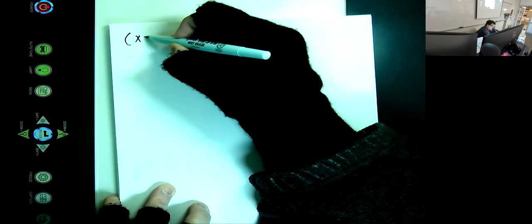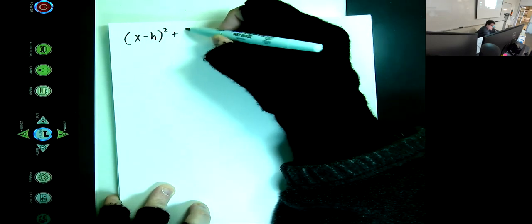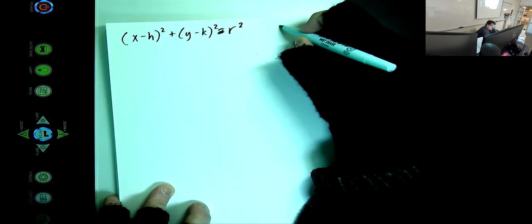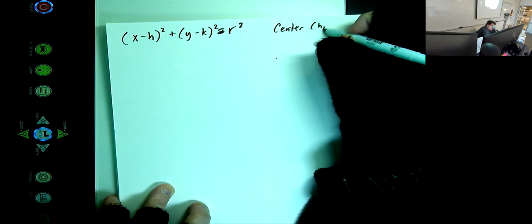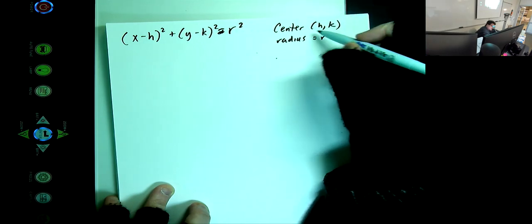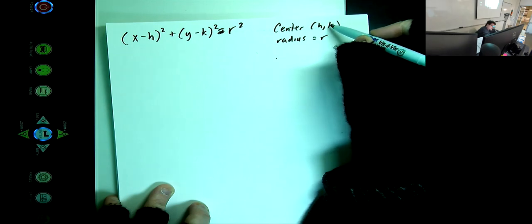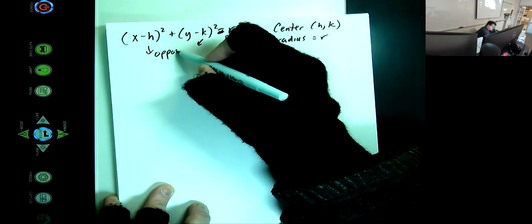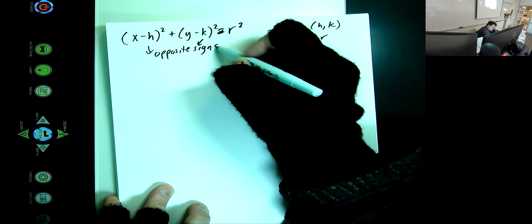Let's take a look at circles. We'll do a little bit more with circles. Remember, the general form of the circle is this, where the center is (h, k) and the radius is r. And notice that these h and k are positive in the form, so the center is the opposite signs of these to get the center.